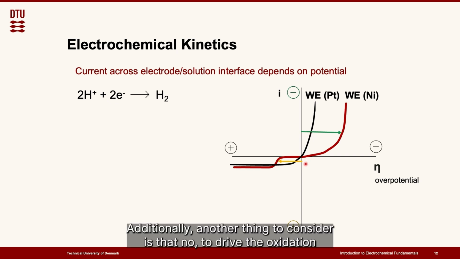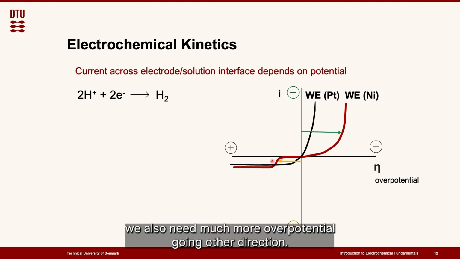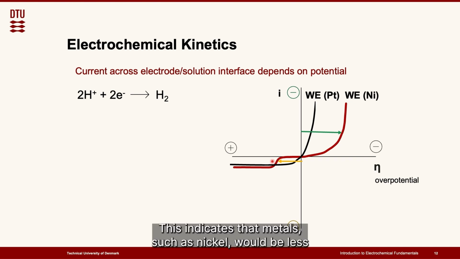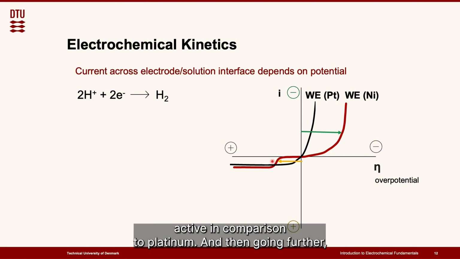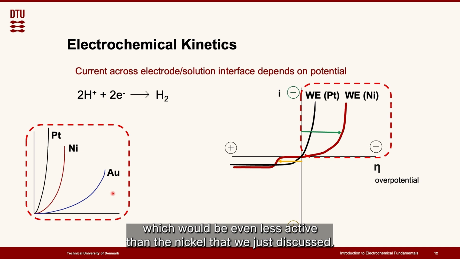Additionally, another thing to consider is that now to drive the oxidation reaction of our hydrogen, we also need much more overpotential going in the other direction. This indicates that a metal such as nickel would be less active in comparison to platinum. Going further, we can consider an even next metal, which would be gold, which would be even less active than the nickel that we just discussed.